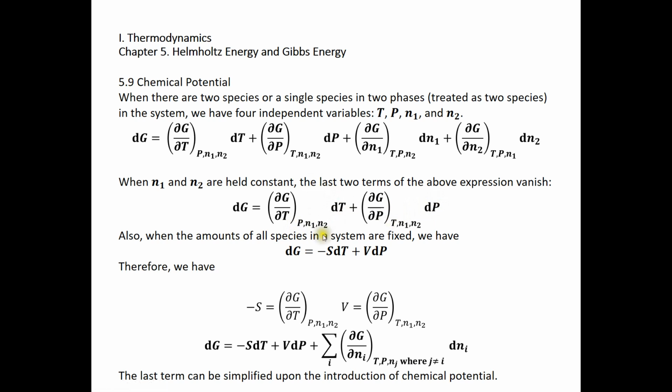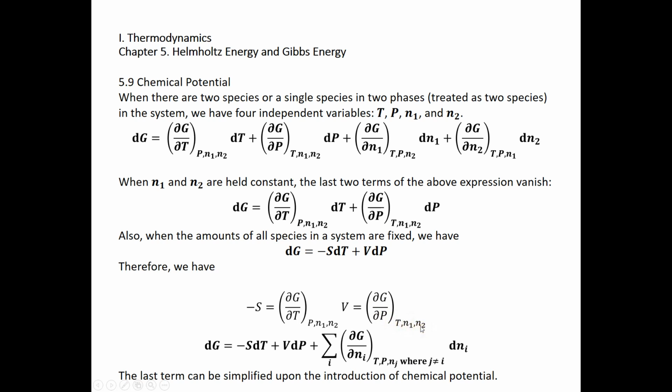And we also know this: if the amounts of all species in the system are fixed, we have dG is negative S dT plus V dP. Negative entropy is how G depends on temperature, which is just this. Volume is how G depends on pressure, which is just this. Then we get the expression for entropy and volume of the system with two species. Negative entropy is ∂G/∂T when pressure, N1 and N2 are constant. Volume is ∂G/∂P when temperature, N1 and N2 are constant.